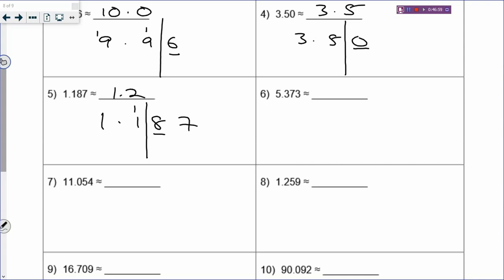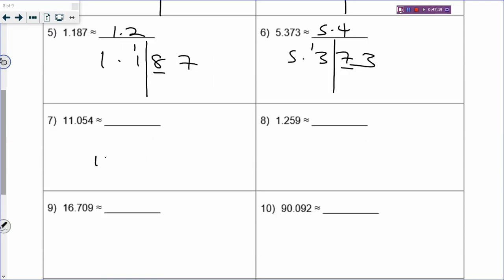Alright, next one. 5.373. Where do you draw the line to show one decimal place? Like that, right, because 5.3 is your one decimal place already. Then you look at the digit 7. Is it 5 and bigger? Yes, add 1 on the next digit. So you have 5.4.